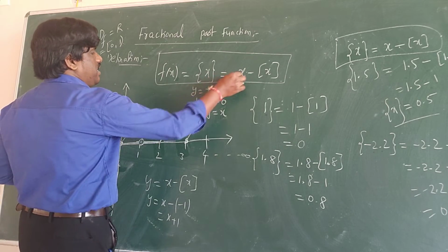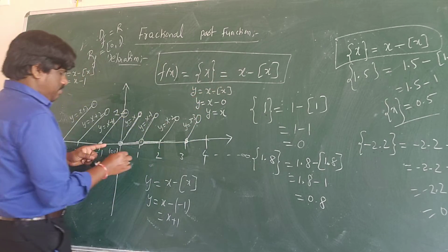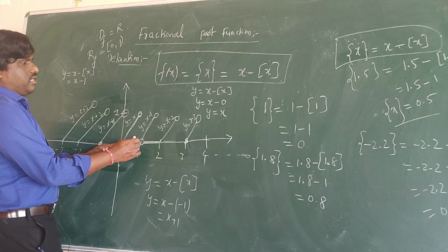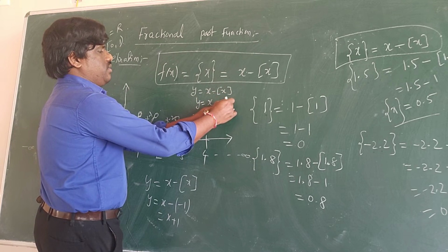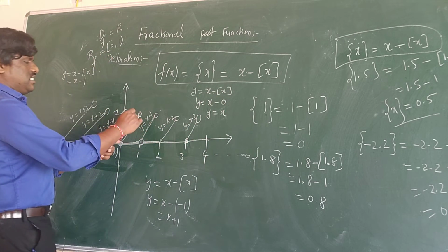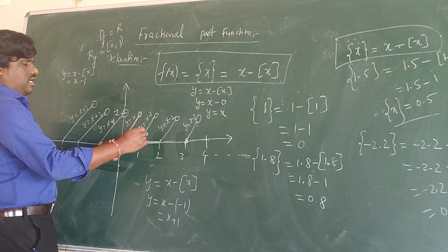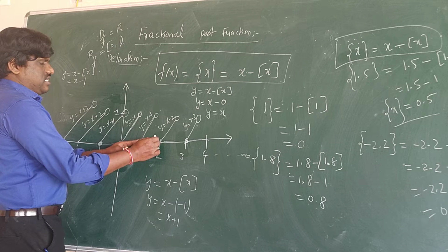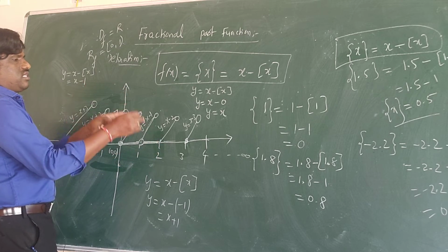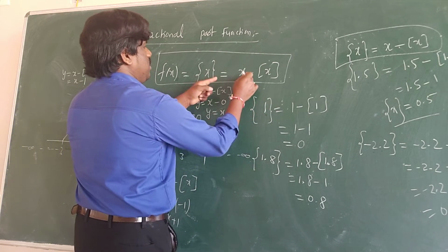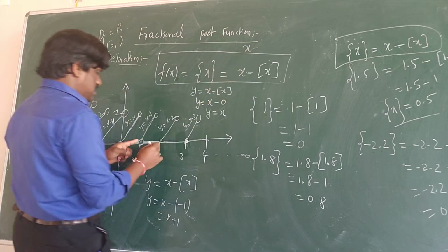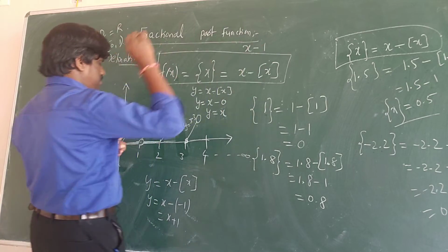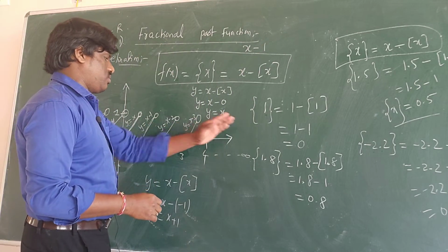So if I am taking here y is equal to x minus the greatest integer of x, for input 0 to 1 except 1, the greatest integer of that value is 0. So I get y is equal to x as the line for this. And from 1 to 2, if I take all except 2, the greatest integer of this value is 1. So in the second step I am going to get x minus 1.